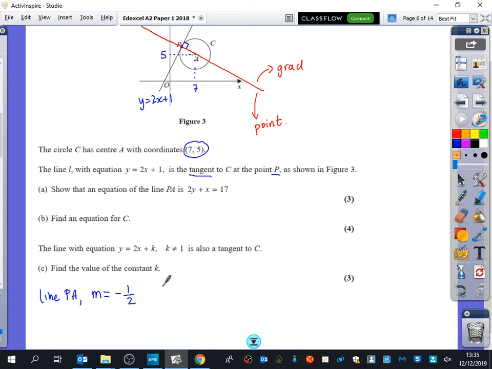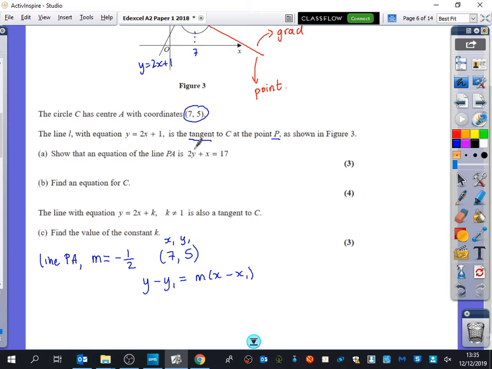So this is my gradient. This is my point that it's going through. This is my x1. This is my y1. So I'm going to use y minus y1 equals m brackets x minus x1. And very quickly, we hope it's going to produce us this thing that we've got. So that's y minus 5 equals minus a half x minus 7.